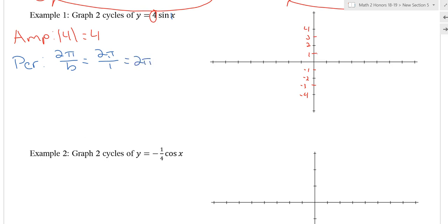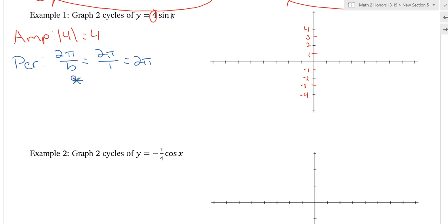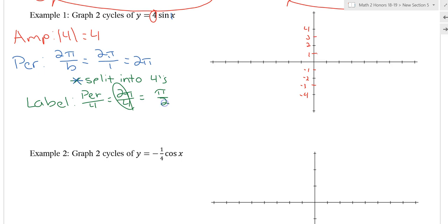Now, for our period, what we always do is split into 4s. So I say my label is whatever the period is over 4. 2 pi over 4 reduces to 1/2 pi, which is pi over 2.